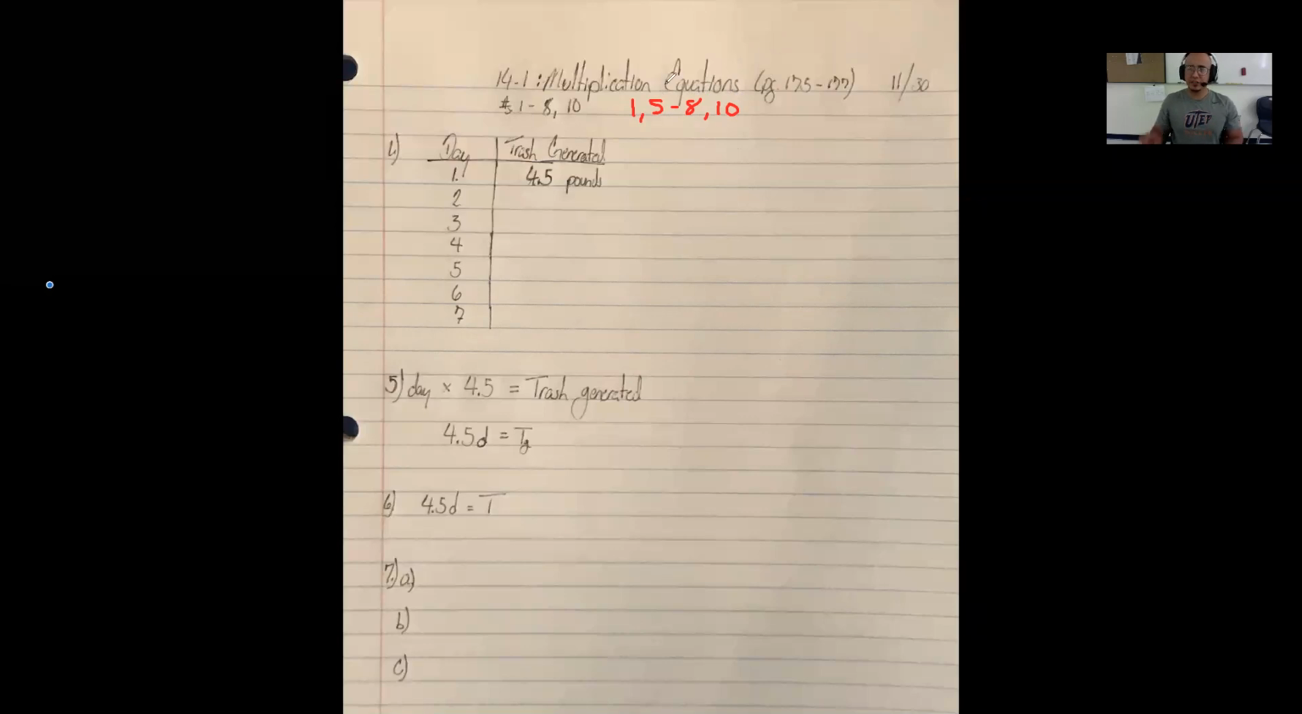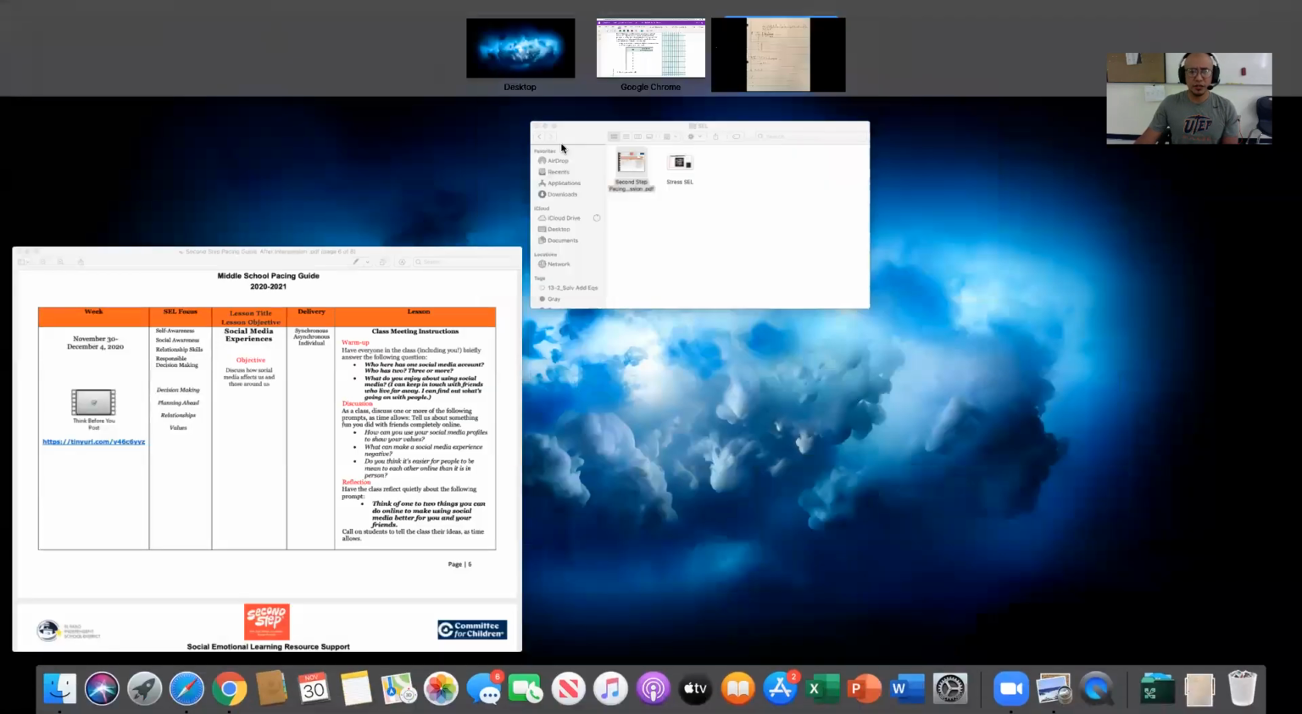And this isn't considered a lesson. Tomorrow we'll have actual notes for multiplication equations. However, for now, let's just prime ourselves, prepare ourselves to look at these different equations.